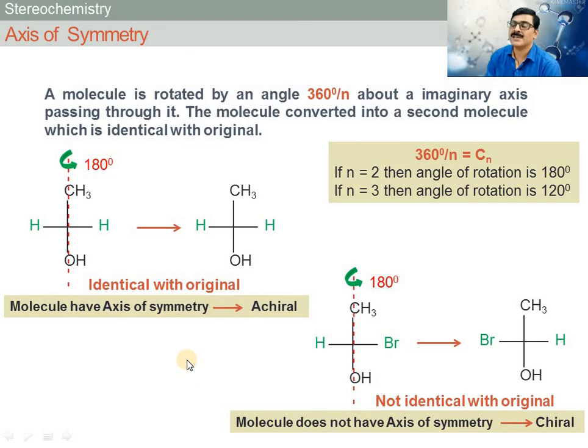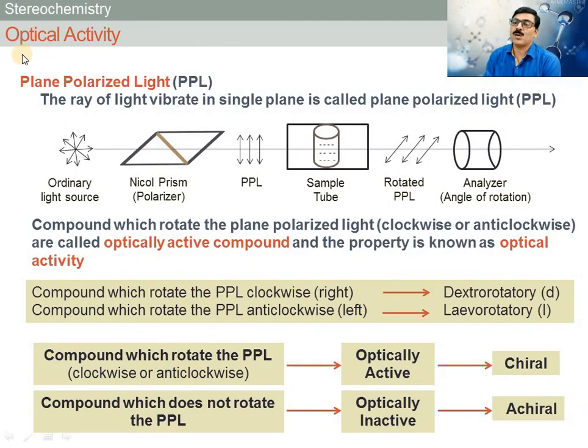Now then the last condition, that is optical activity. Before seeing the meaning of optical activity, first we will see the meaning of plane polarized light, because it is related to the optical activity. So what is called as plane polarized light? Now it is abbreviated as PPL, plane polarized light.